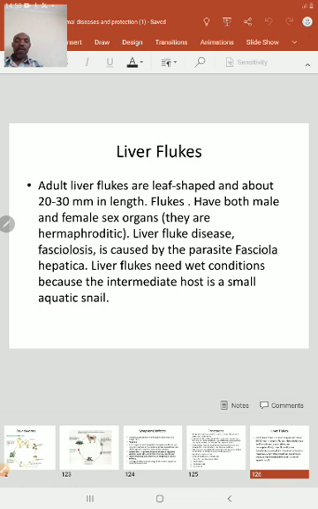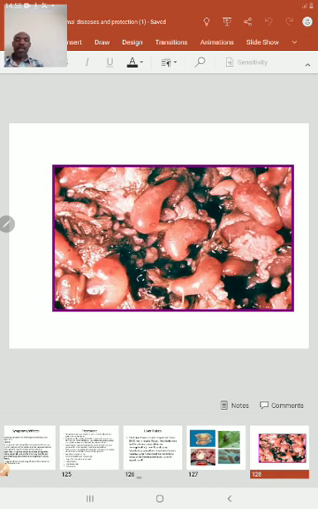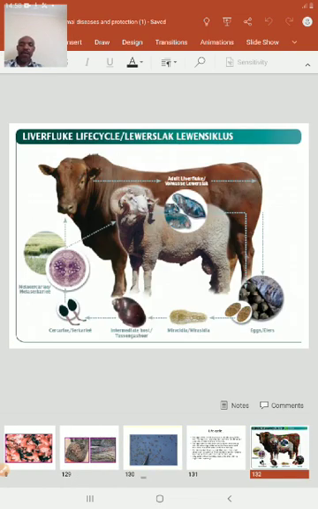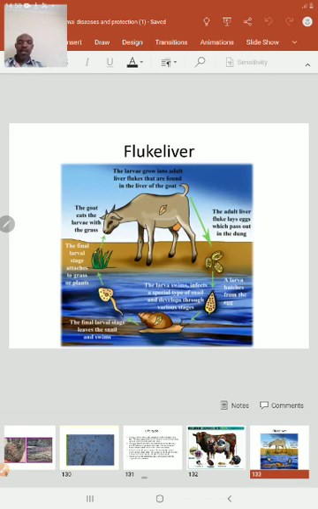Then lastly, we have liver flukes, which are leaf shaped. You can see there's an example of a liver fluke there. Okay, life cycle of a liver fluke. You can see that a liver fluke needs an intermediate host, which is a snail. So a liver fluke, even there you can see that goats lay eggs, and then the eggs develop into larvae. The final stage of a larva will live on a snail, and then it escapes from that snail back to the goat.